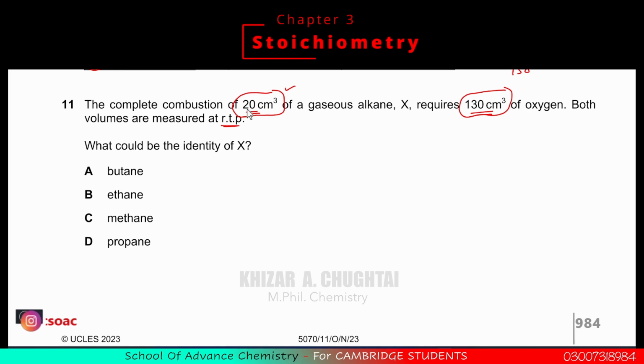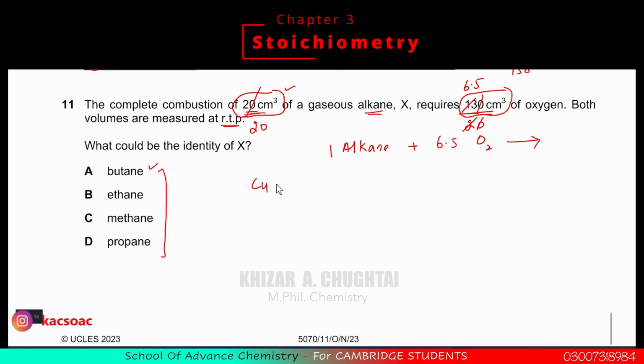So if I'm going to suppose that 20 mole of alkane is going to react with 130 mole of oxygen, then what will be its simplest mole ratio? So the simplest mole ratio is divided by 20 and again divided by 20, and it is equal to 6.5. So 1 mole of alkane is going to meet with 6.5 mole of oxygen for the complete combustion. So I'm going to check these all options one by one.